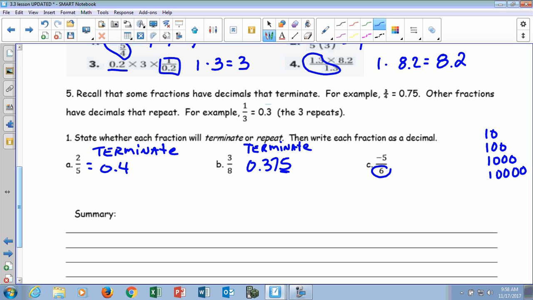Now look at negative 5/6. Can 6 go into 10? No. Can 6 go into 100? No, it's like 16 point something. Can it go into 1,000? No. This won't go into anything. You can try till you're blue in the face. So this decimal will repeat because it doesn't go into any of them. And it's 0.8, and I believe the 3 is repeating. So it'll be 0.833333333 forever. It never stops, which means it's a repeating decimal.